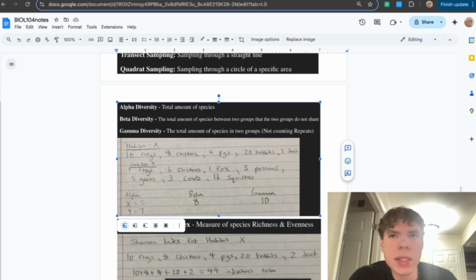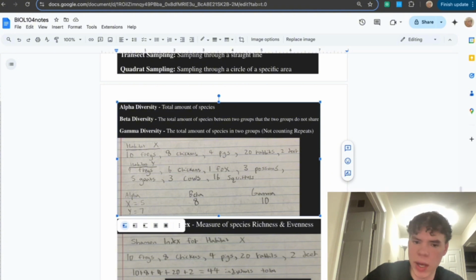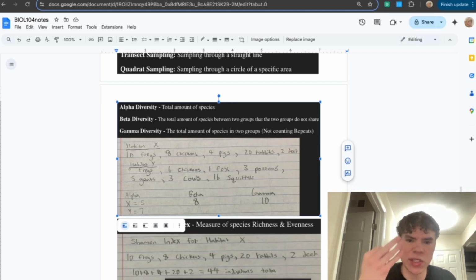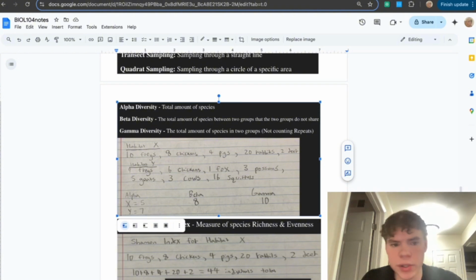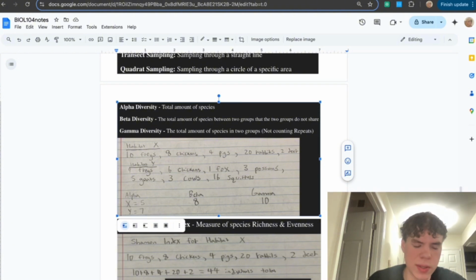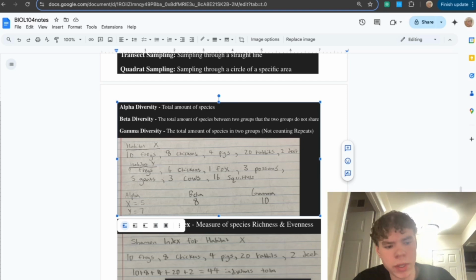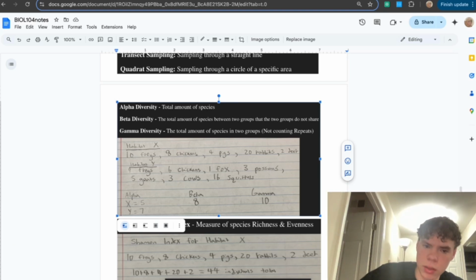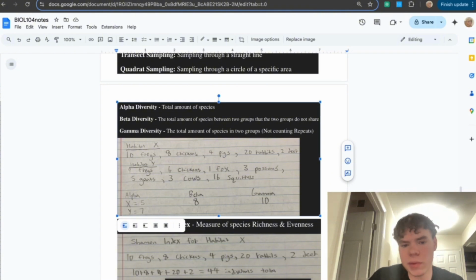we have area A that has pig, duck, and squirrel, and area B also has pig, duck, and squirrel. We would say that the gamma diversity between the two areas is 3 because there's pig, duck, and squirrel, but we're not going to count the repeats. Versus if there was pig, duck, and squirrel over here, and pig, duck, squirrel, deer over here, our gamma diversity would be 4 because there are 4 species, not counting repeats.